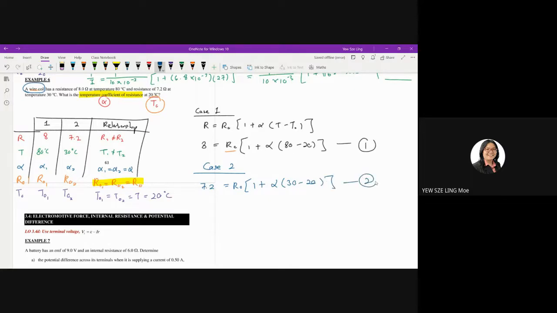This would be my second equation. So if I want to cancel out the R, what should I do? I can simply use equation 1 divided by equation 2. Then you should be able to cancel out the R.